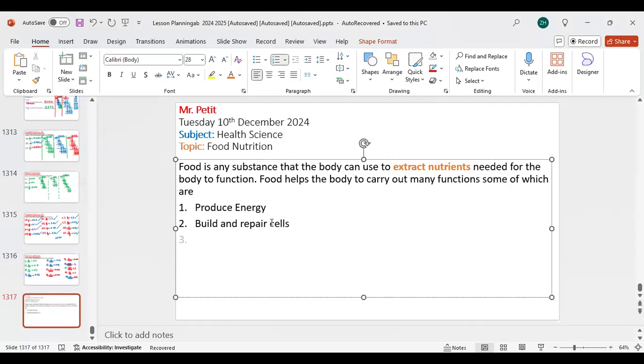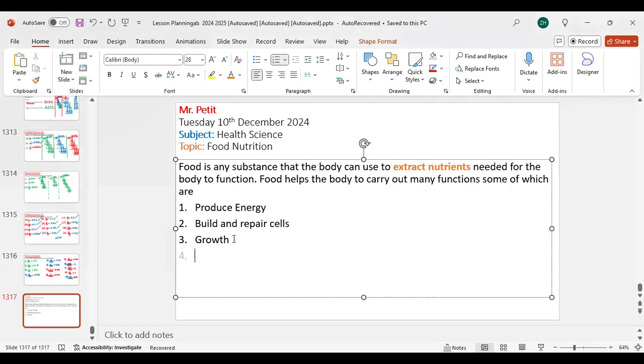Number three, growth. If you want to grow and be strong, you need to eat. All right, especially while you're young, please eat. Eat all the food. I shouldn't say that because some of y'all are on a budget. But if you have food, please eat it.